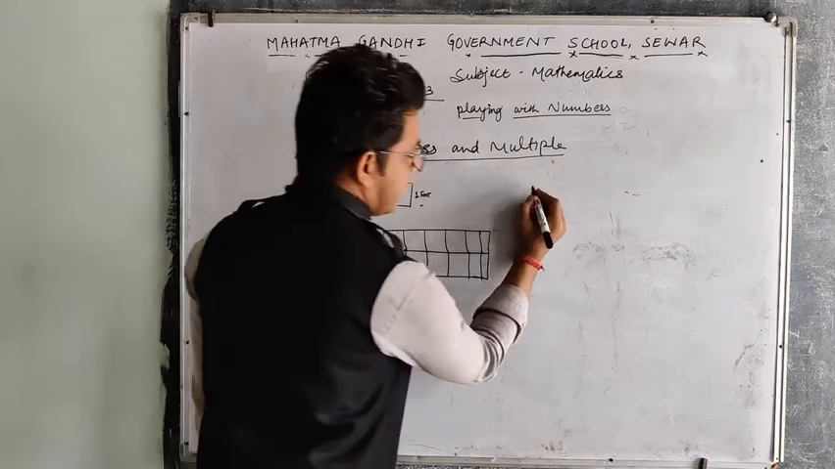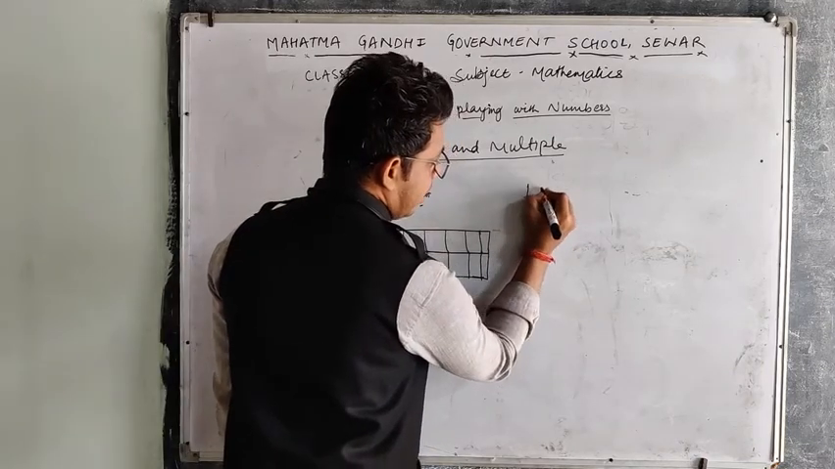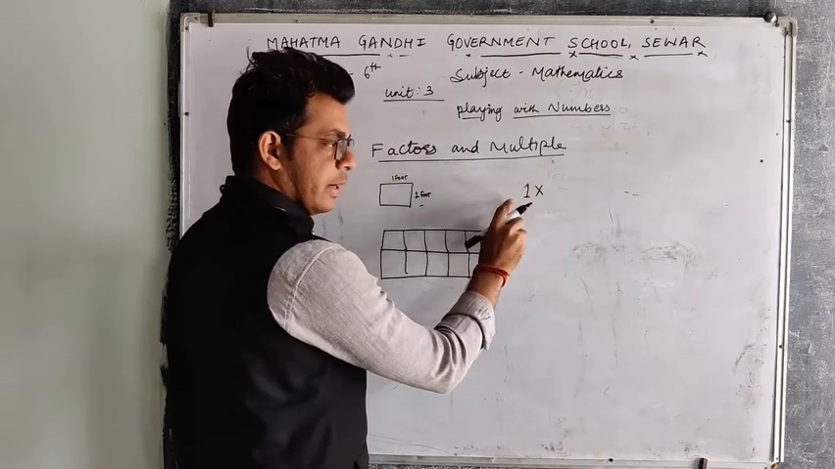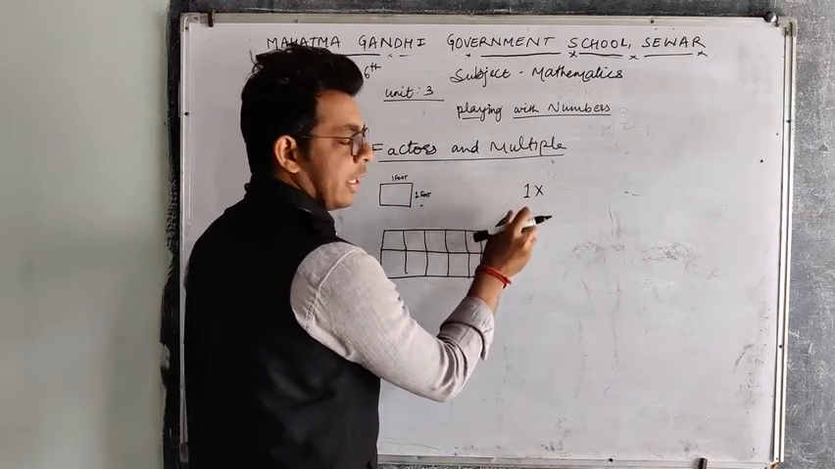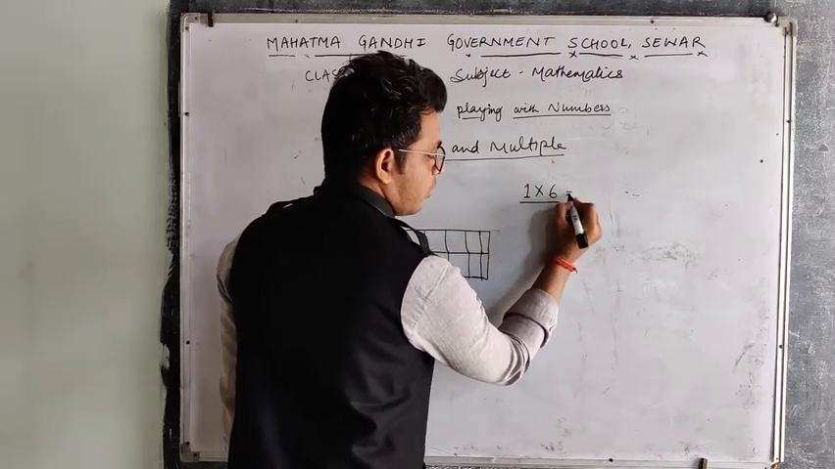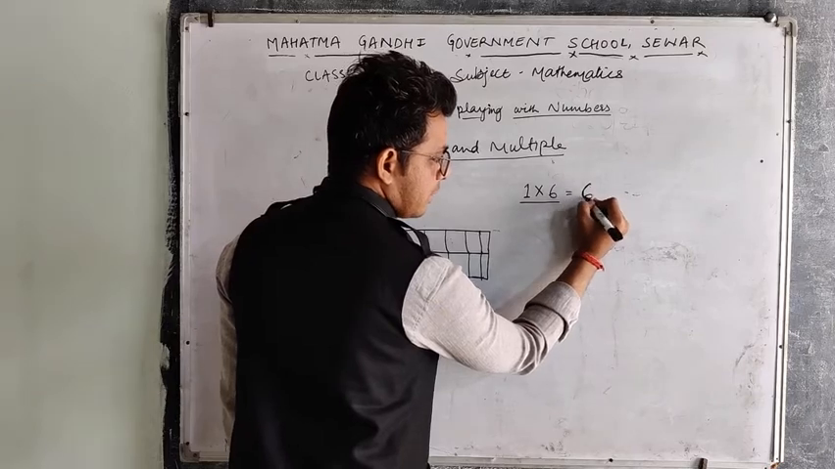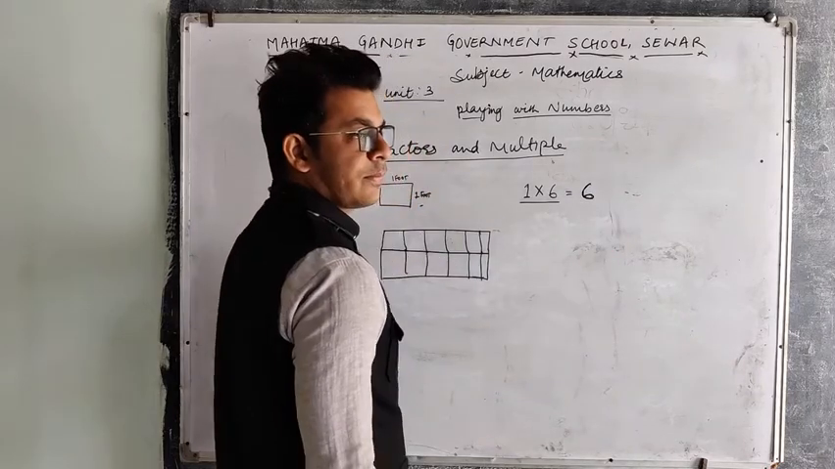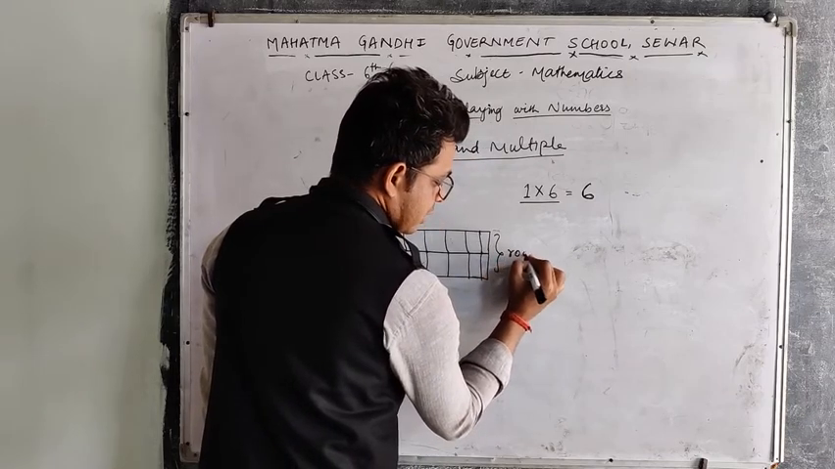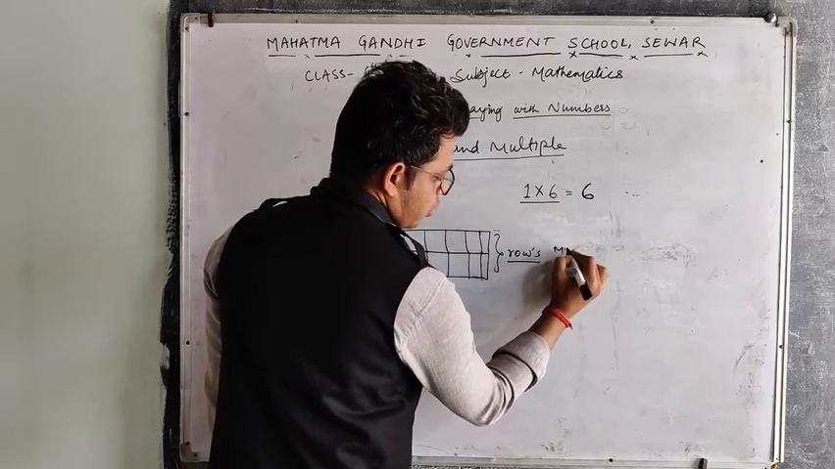Then I can write this: one tile of 1 foot width and 1 foot length in one row. Then there will be 6 tiles. Now there are 2 rows of 6 tiles. How many rows? 2 rows.